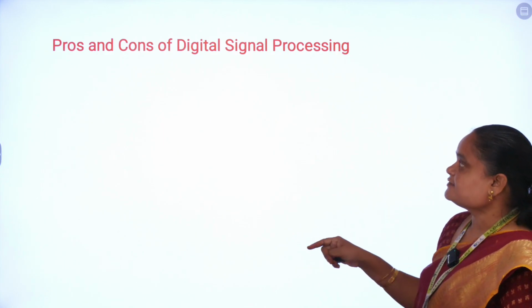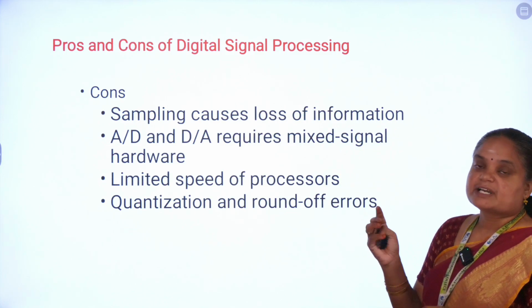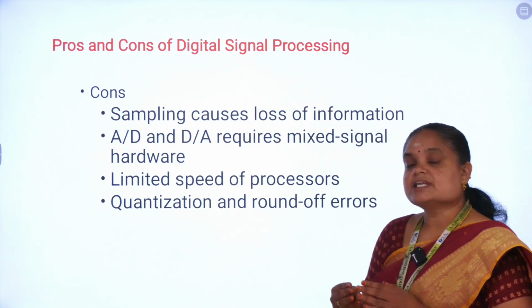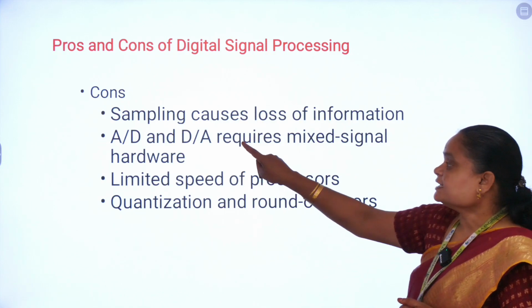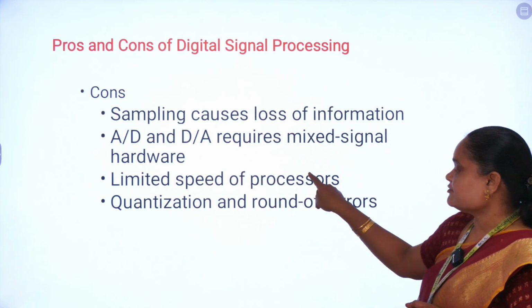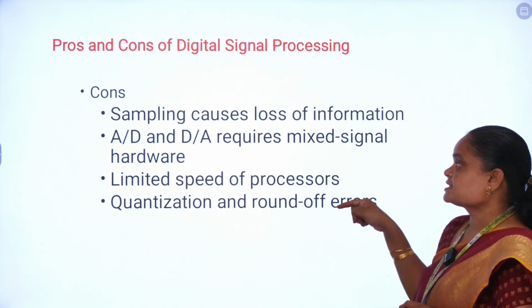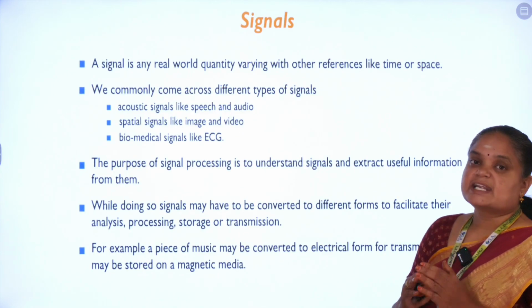And then cons of digital signal processing: sampling causes loss of information, because the analog signal is converted to digital with the help of a sampling process. And then A2D and D2A require mixed signal hardware, limited speed of processes, quantization and round-off errors occur in digital signal processing.